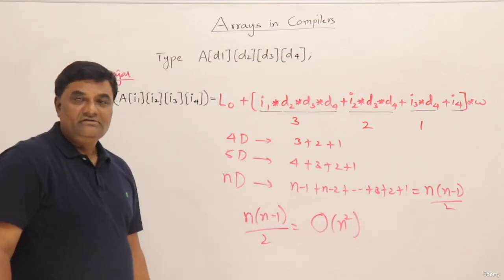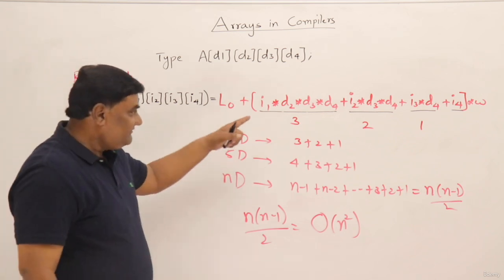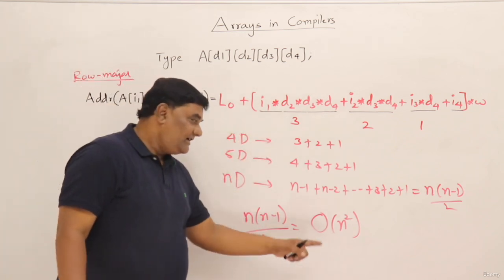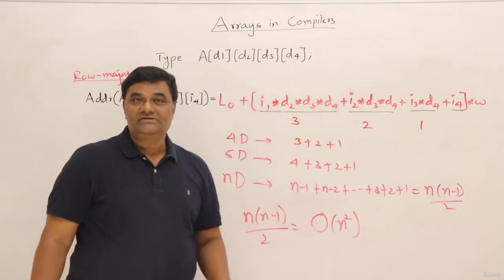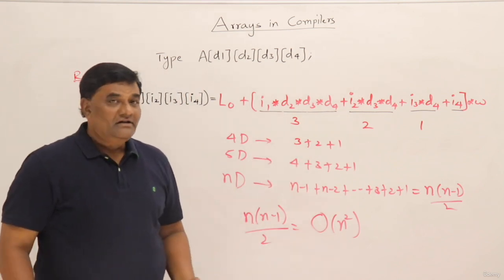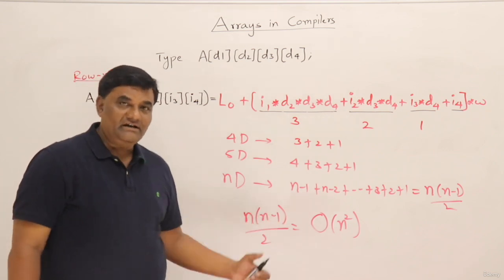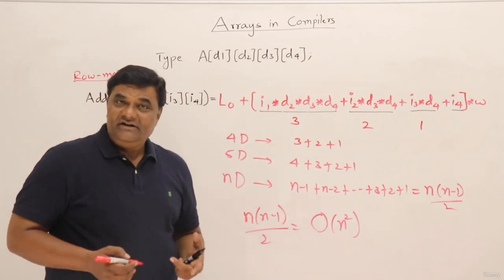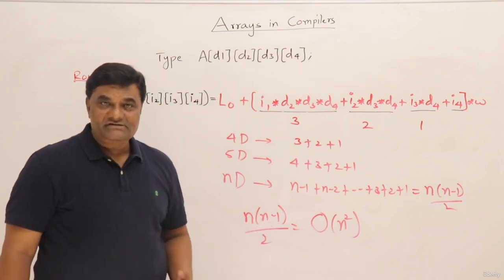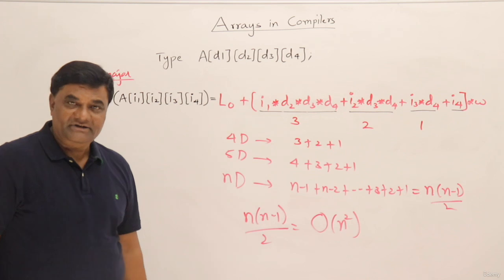Oh, these are too many multiplications. So the time taken for evaluation of this formula is n square multiplication operations. So this is too much time consuming. So the row major formula used by the compilers takes order of n square time. So is there any way to reduce the number of multiplications? Let us see what we can do for reducing the number of multiplications.